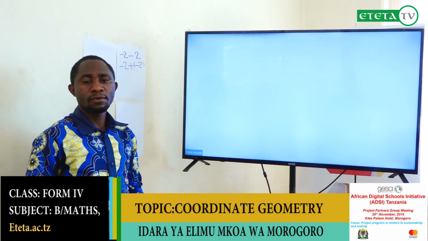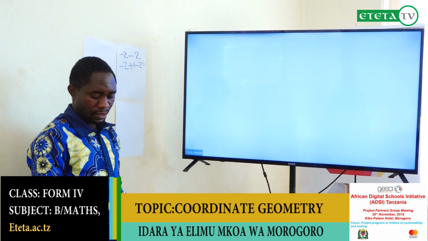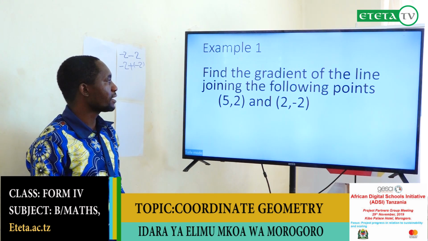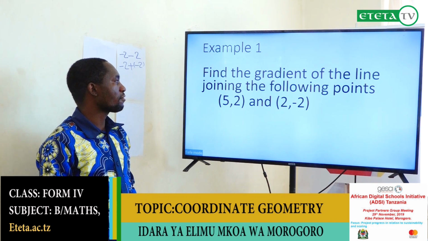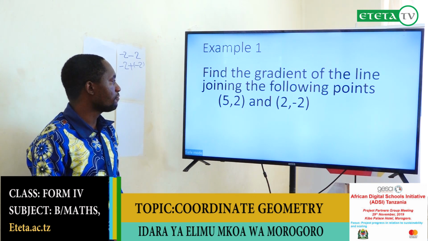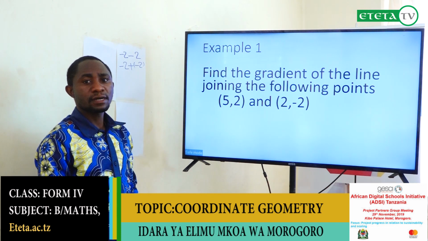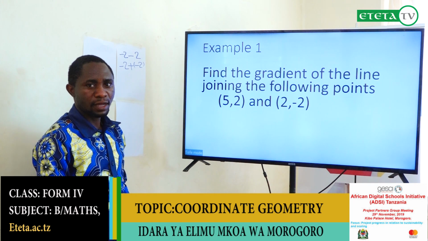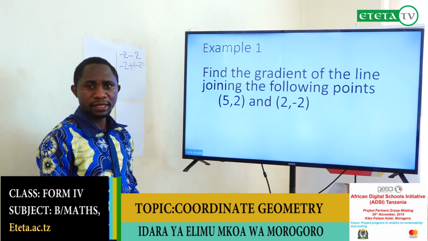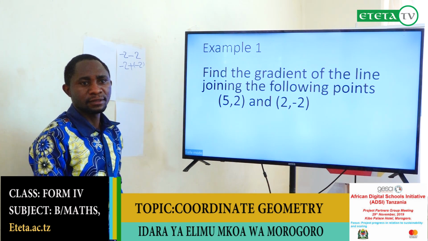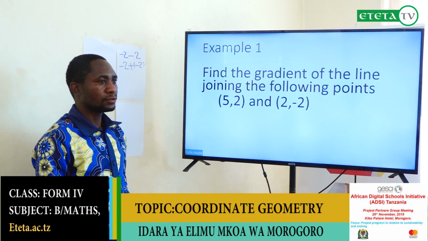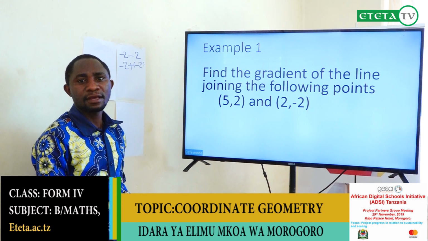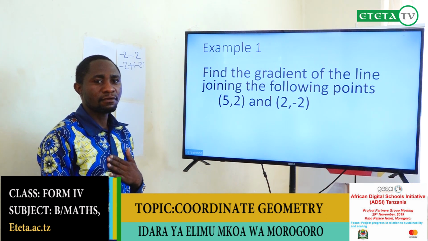Look at example 1. You are asked to find the gradient of the line joining the following points (5, 2) and (2, -2). Those are the two points on a straight line whose gradient is unknown. Now we are asked to find the gradient of that line.